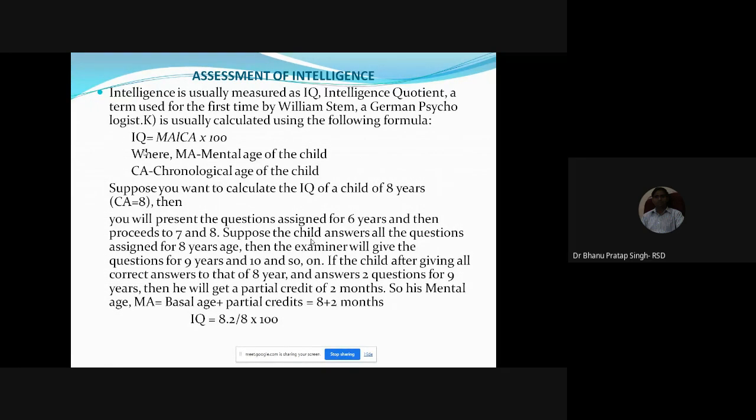And some numerical questions may come in your term-end examination based on IQ. Means calculate the IQ when the student is of a given age and he is able to solve the questions up to a given level.